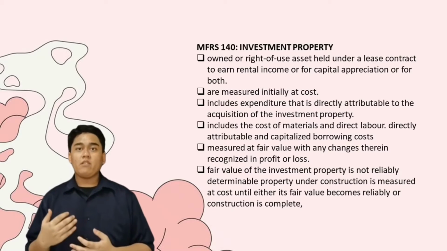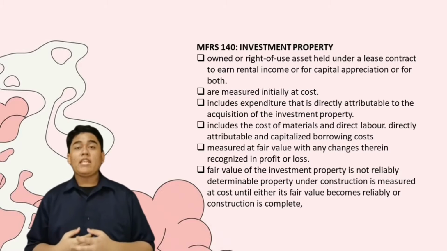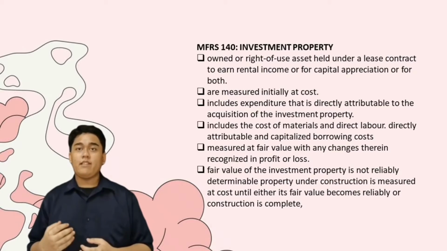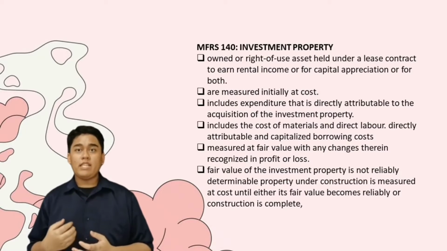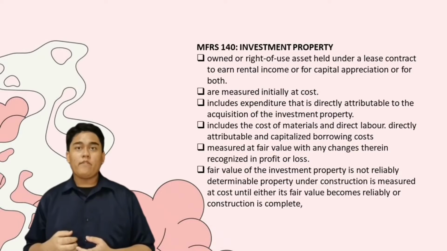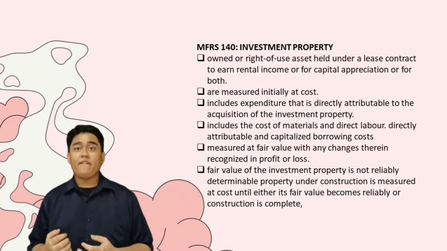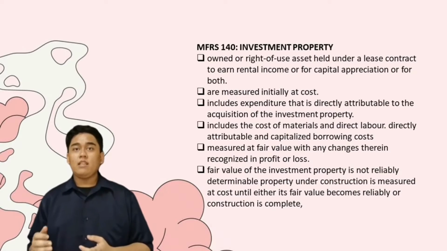The cost of self-constructed investment property includes the cost of material and direct labor, any other cost directly attributed to bringing the investment property to a working condition for its intended use, and capitalized borrowing costs. Subsequently, investment properties are measured at fair value with any change recognized in profit or loss for the period in which they arise.